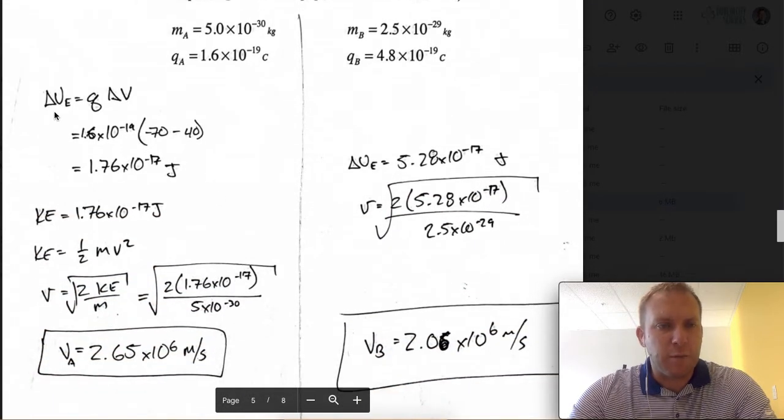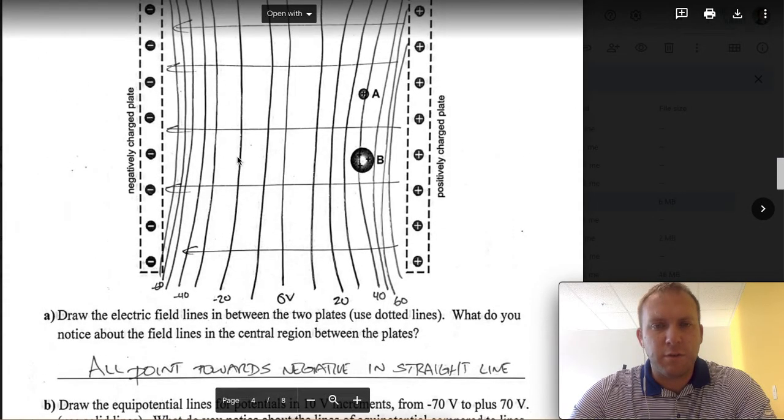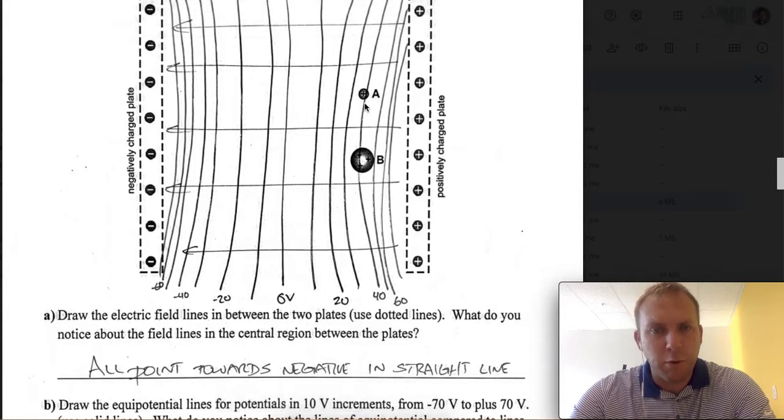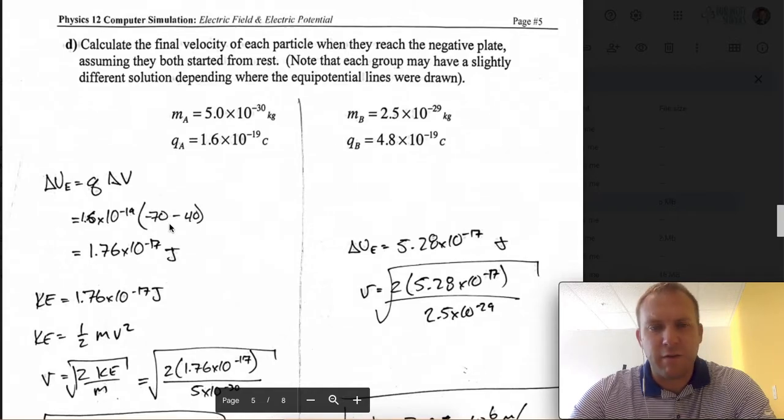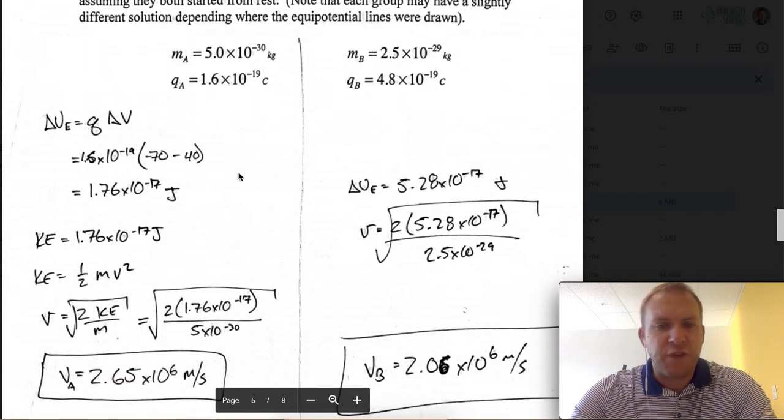So to do that, I'm going to use my equation, which is change in energy, which in this case would be either a loss of potential, a gain of kinetic, or the work done by the electric field, is charge times the potential difference. My charge is 1.6 times 10 to the negative 19. My potential difference, everyone's is going to be a little different, but I said they started at 40 volts and they end at negative 70 volts. So final is negative 70 minus initial, which is 40. So my change in potential is 110 volts. Multiply that by my Q, and that's my change in energy.